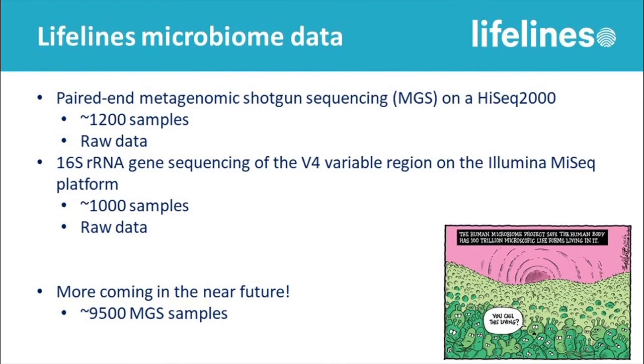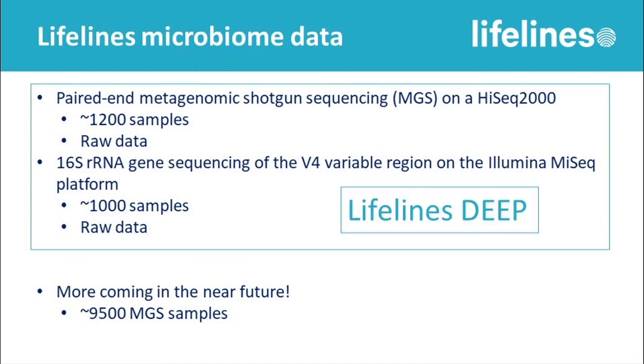In one of the first additional studies performed with Lifelines data, the microbiome was analyzed for approximately 1,200 participants using metagenomic shotgun sequencing. 16S sequences are available for approximately 1,000 samples. We have raw data available from these two sample sets, and there's also overlap between these samples. In the near future, we will also make microbiome data available for 9,000 additional samples, and these samples come from the global screening array population, so the UGLI population.